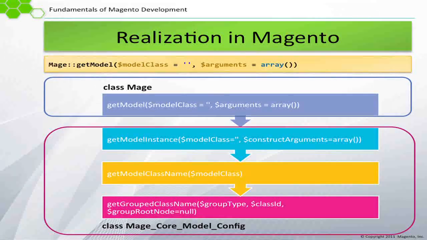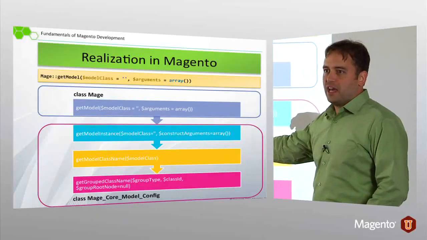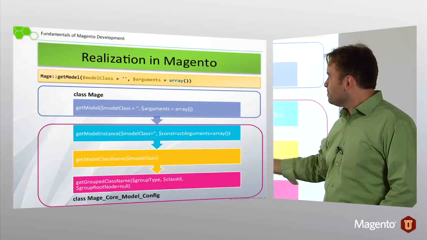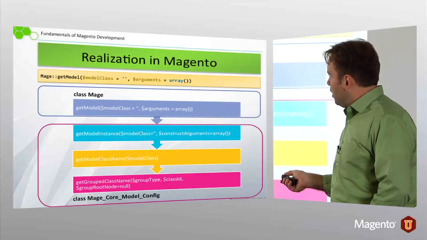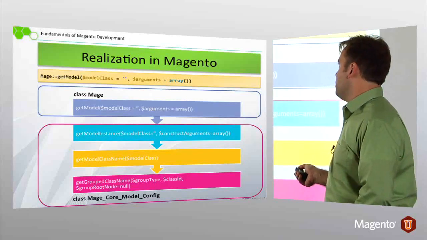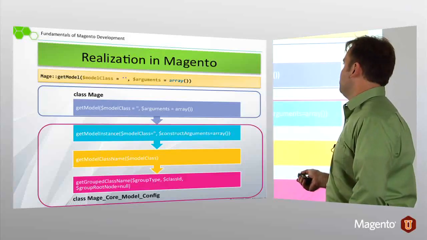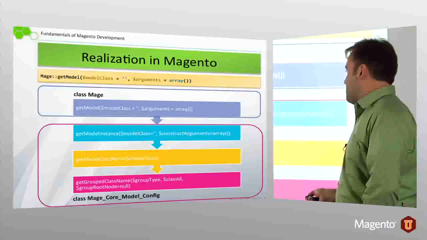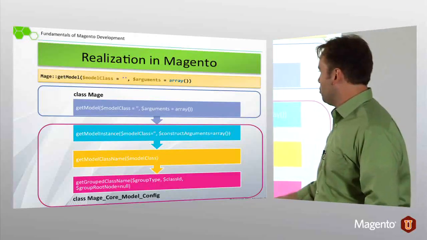This is a call you'll see lots of places. Mage get model. The first parameter is the model class, and then you can pass in some arguments that get passed to a constructor. What does this do? This is Mage, that file that we opened earlier, app/Mage.php. That's this class. Inside is this function getModel, which actually maps to getModelInstance. GetModelInstance says getModelClassName. From getModelClassName we actually use getGroupClassName.